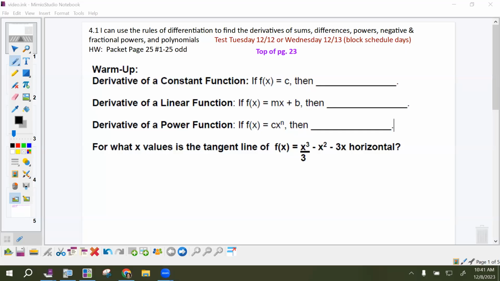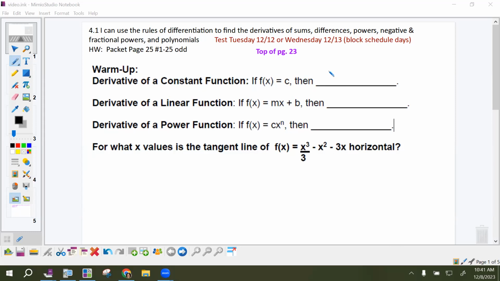Okay, on page 23 at the top, you are going to summarize the 3 rules from last class and then try this problem. Pause the video here to have time to do that.